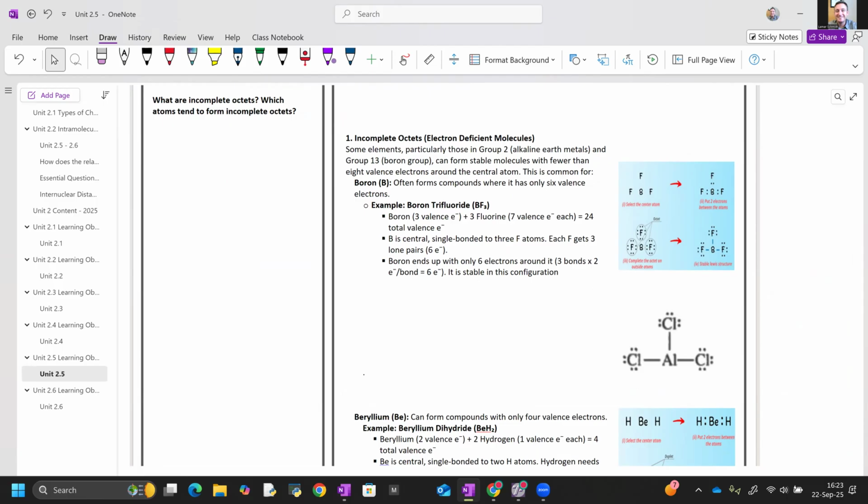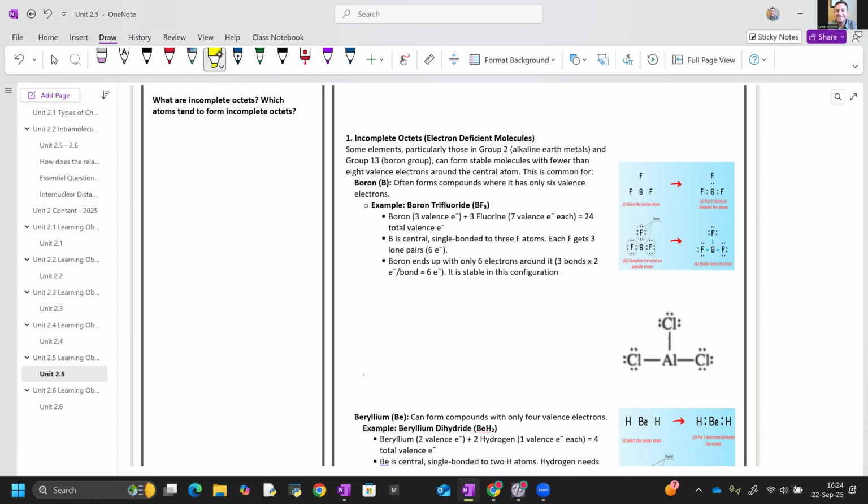So the incomplete octets: there are some elements, particularly those in group 2 and group 13, that form stable molecules with fewer than 8 electrons around the central atom. This is common for boron, which we notice is in group 3 or group 13. Those elements in that group tend to form incomplete octets, or they will have fewer than 8. As a matter of fact, those in group 13 will have 6 valence electrons in general.